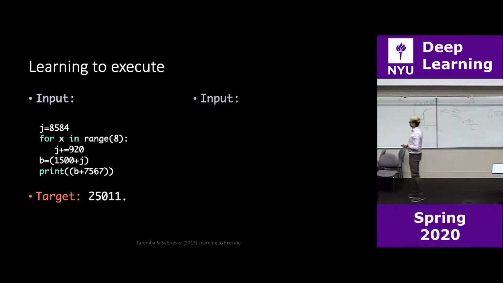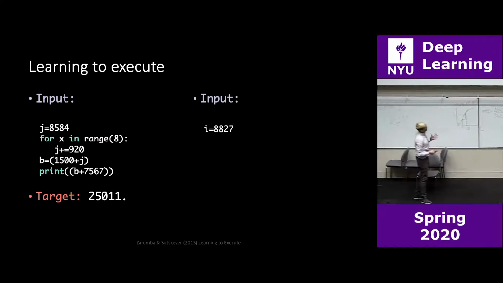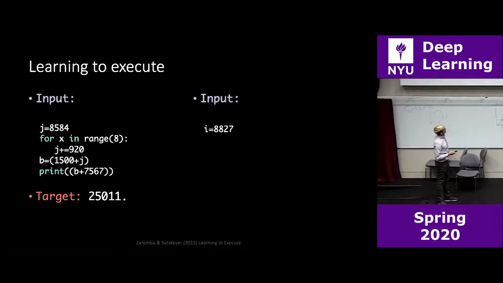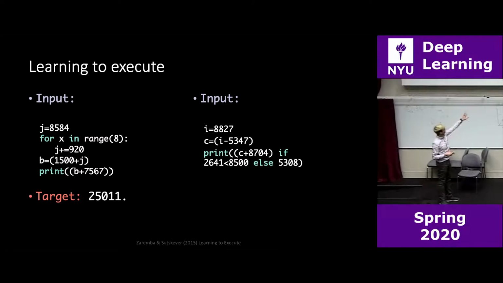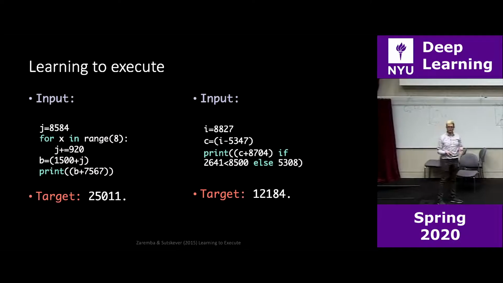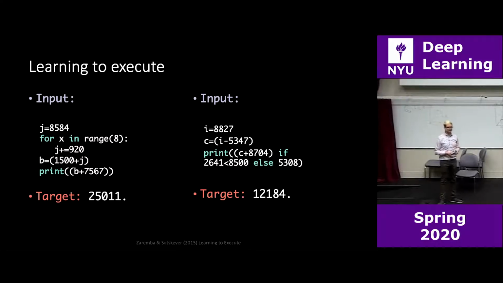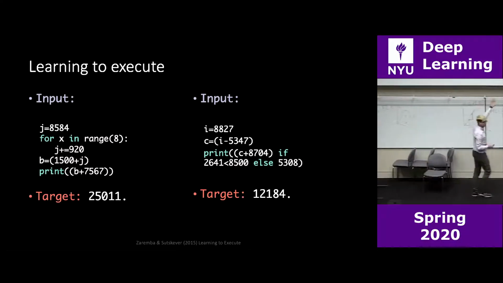Or even more complicated things. For example, I can provide a sequence of other symbols, which are going to be 8,827. Then I have c is going to be something. Then I have print this one if something that is always true, as the other one. And then the output should be 12,184, right? So you can train a neural net to do these operations. You feed a sequence of symbols, and then at the output you just enforce that the final target should be a specific value, okay?